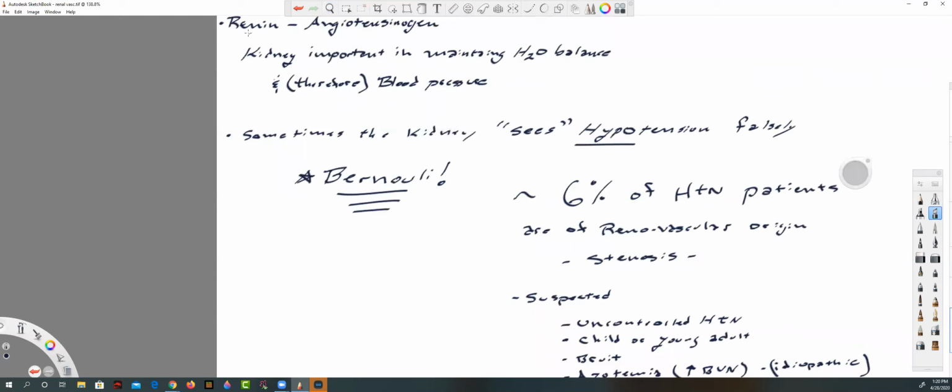So we're really going to talk about, and I mean barely touch the surface, because this is very complicated. This renin angiotensinogen pathway is very complicated. We don't need to know all that. The kidney is important in maintaining our H2O balance.